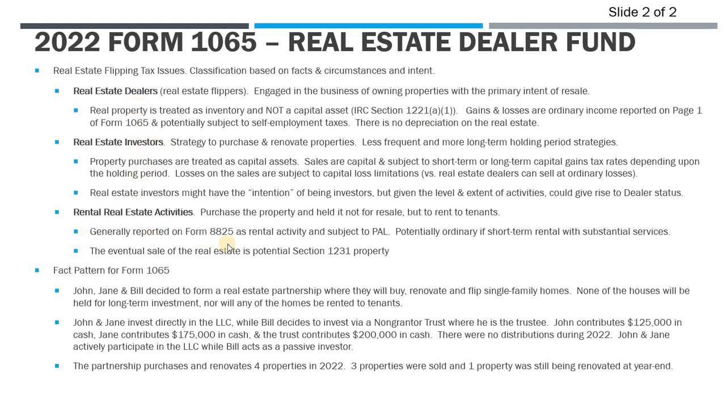And then the last one is rental real estate, right? So this is pretty clear, right? If you're buying a property and you're renting it to a tenant, well, it's no longer within one of those two categories. It's a rental real estate activity. So those gains or income and expense generally always report on the 8825.